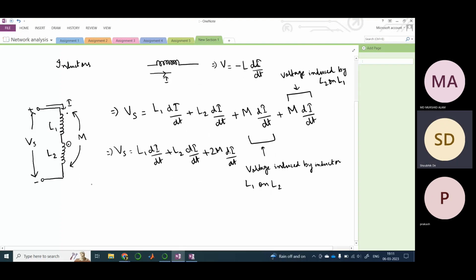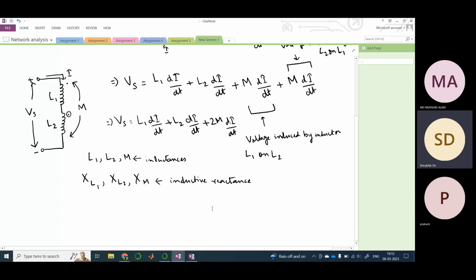Okay, so this is what? L1, L2, M are nothing but inductances. But in the problems that we will be solving now, we would be given the inductive reactance. So, for example, XL1, that is the inductive reactance of inductor 1, then XL2, then XM. This is nothing but inductive reactance, right? We saw in the previous live session. Therefore, in such cases the equation would modify like this.